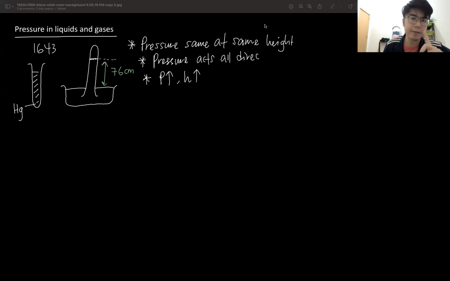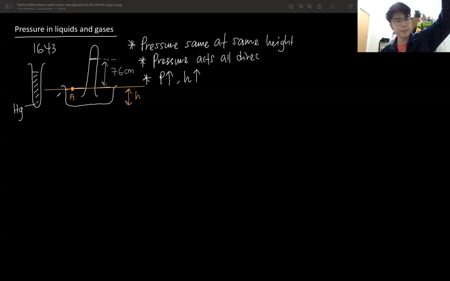So the first characteristic of pressure is that at the same height, the pressure is the same. That means if I draw a line at the surface of the mercury in the basin, this orange line, this is the same height because I measure from the base. Every point on the line is the same height. That means at that line, all the pressure is the same. Okay, if I take one point outside, point A, outside here, what is the pressure acting on point A? It is at the surface of the liquid, right?